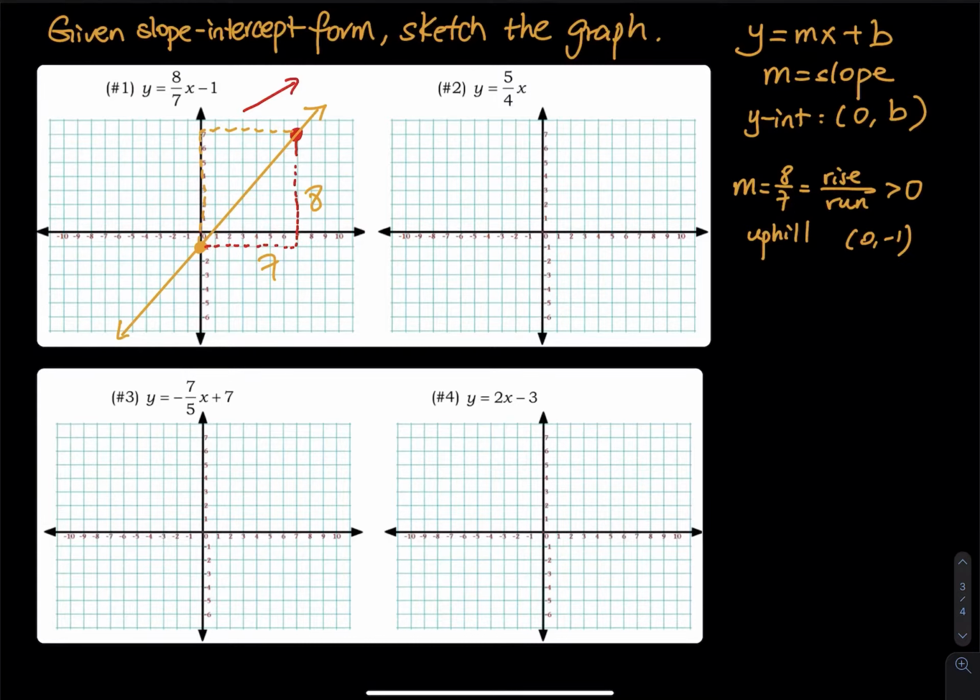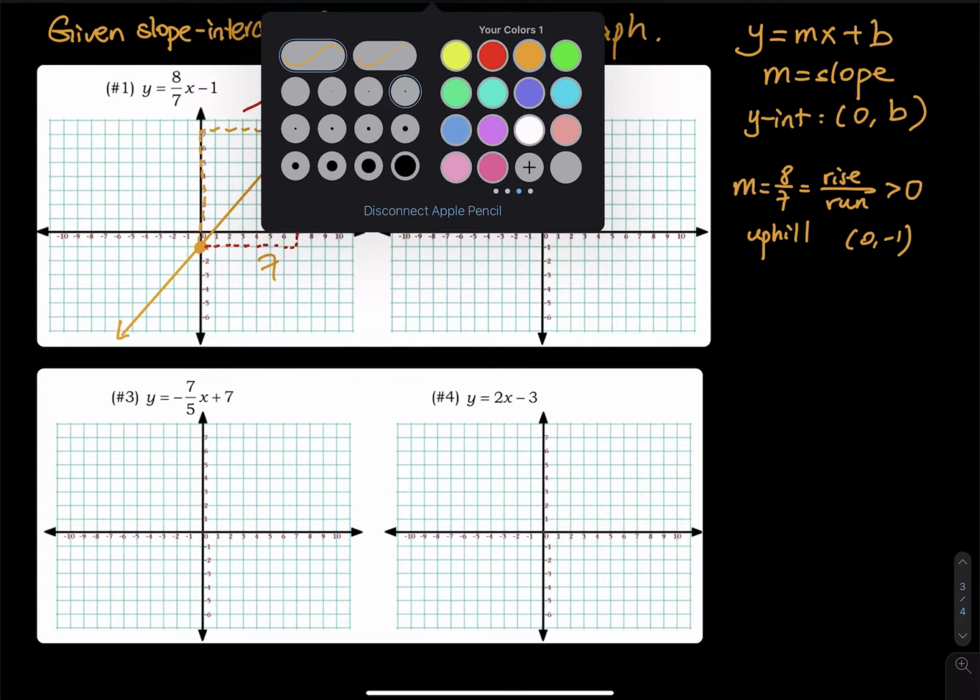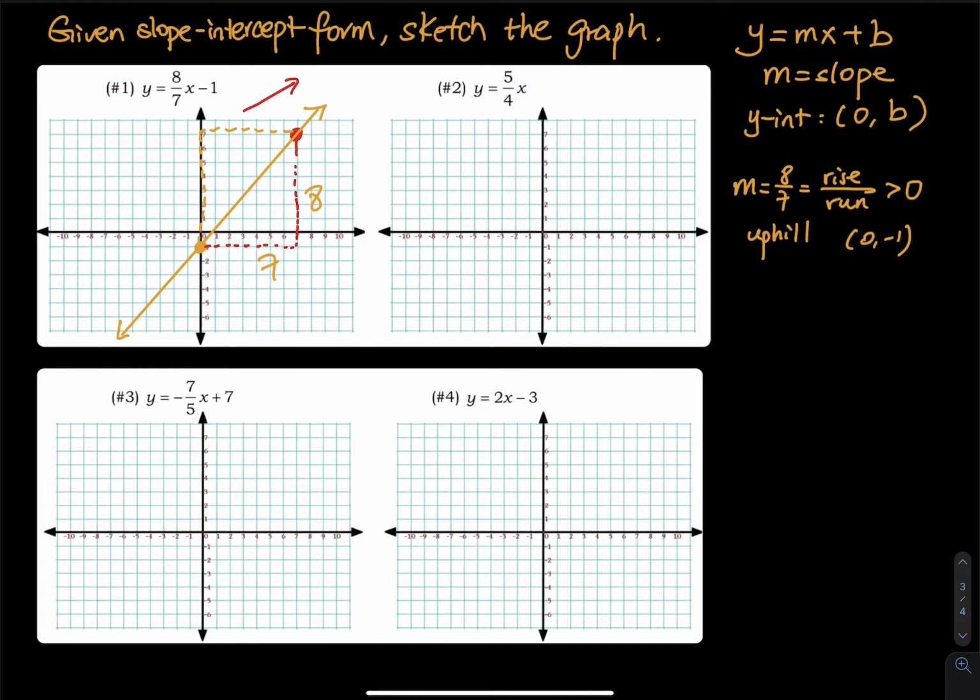Okay, and then the next linear equation is y equals 5 over 4x. So we have 5 over 4, that is rise over run, that is greater than 0. So that means the line is going uphill. And then the y-intercept, you don't see it, right? Because that is y equals 5 over 4x plus 0. Then the y-intercept is at (0, 0), which is right at the origin. And then you run 4 units to the right, and then you go 5 units up. So that gets you to the next reference point.